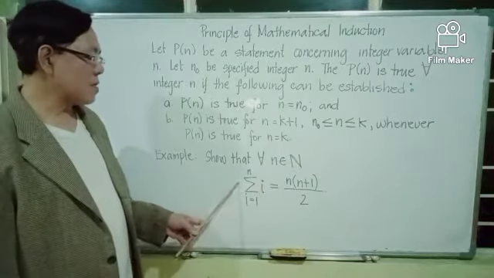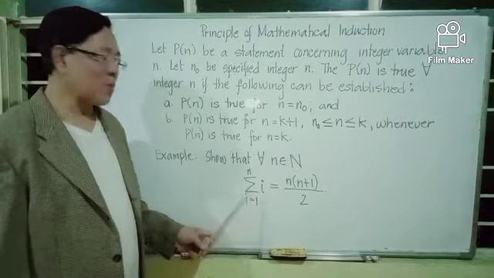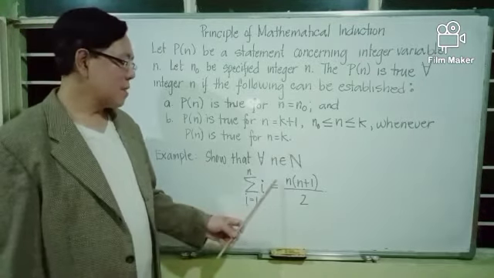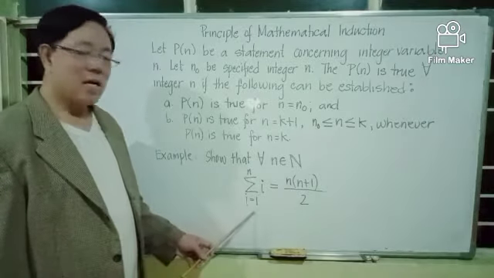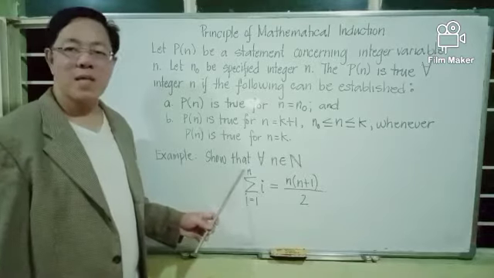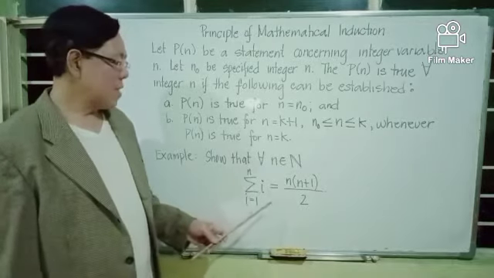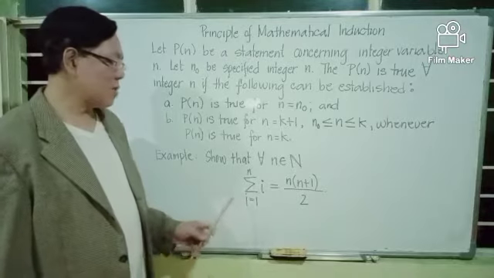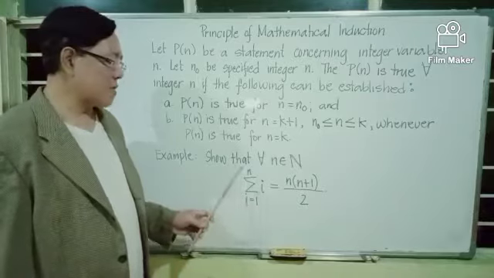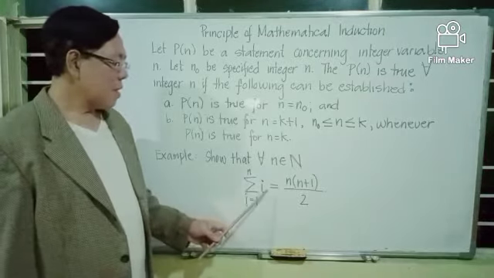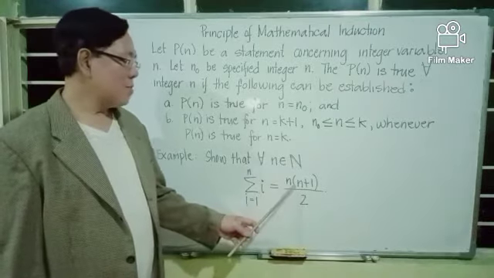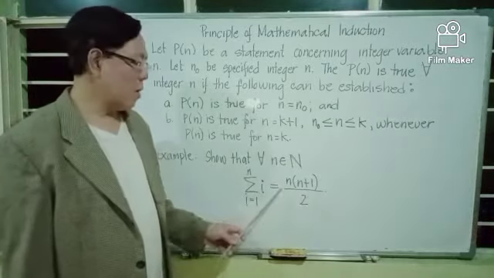We want to show that the summation of i, where i is 1 to n, is equal to n. The upper index of the summation is n, and i equals 1 is the lower index of the summation. The summation of i for i is 1 to n represents the sum of the first n integers. And this sum is simply equal to n multiplied by the quantity n plus 1, all over 2.